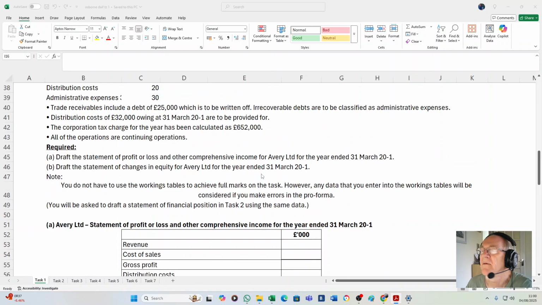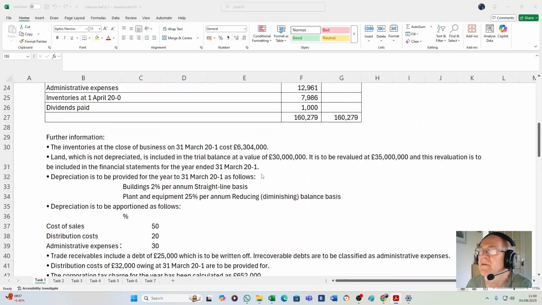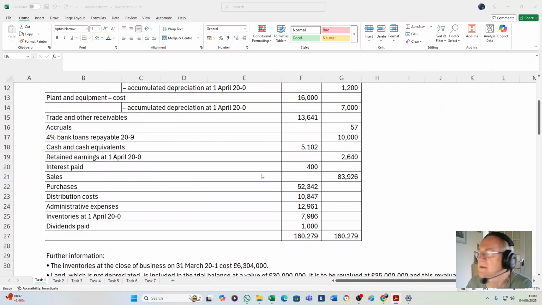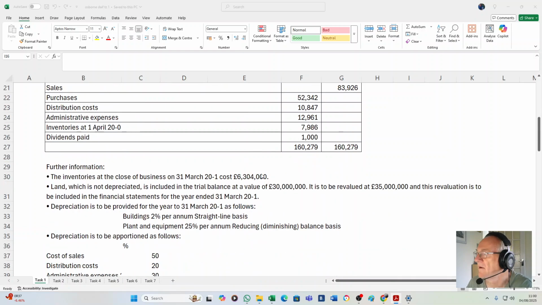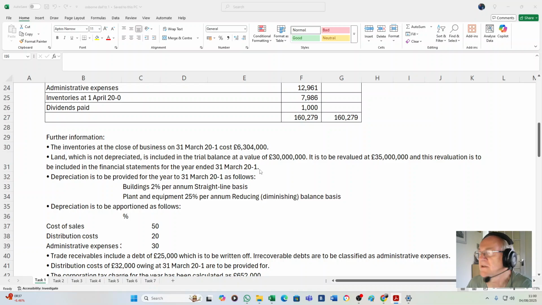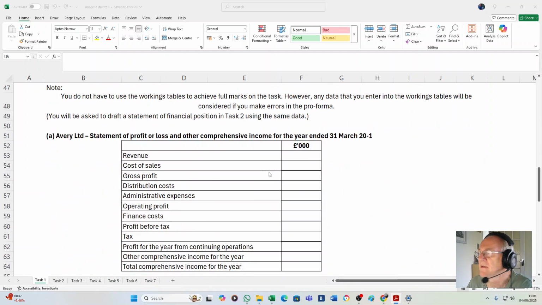So let's have a look. We're going to be going up and down like there's no tomorrow because I haven't got the information in a separate window. It's a bit annoying on screen. At the moment, sales are 83,926. There's nothing in the notes to change that number, so we can type our first numbers in.